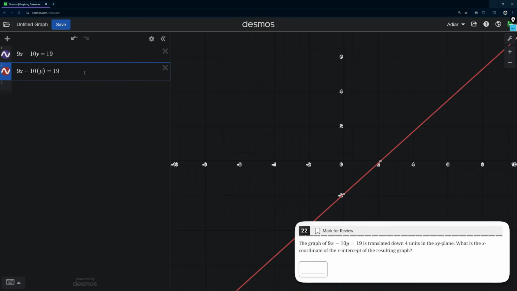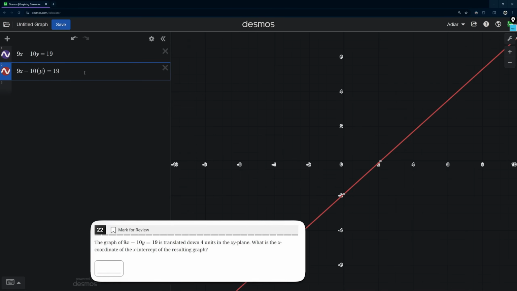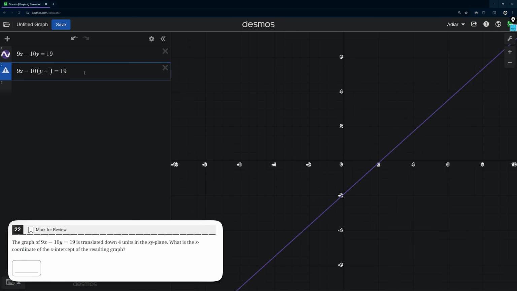And since we're trying to move it down, we actually sort of do the opposite of what we might think. So we add to y to move it down. And that will give us the graph that we're trying to look at. So it's really fast with Desmos. We can just put parentheses and add 4.